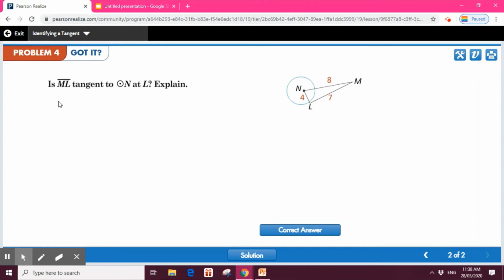Question. Is line segment ML tangent to circle N at L? Explain. We have given triangle LMN. We have given the radius, which is line segment NL, and that is 4. The hypotenuse, line segment NM, is 8, and the other leg, line segment LM, is 7.